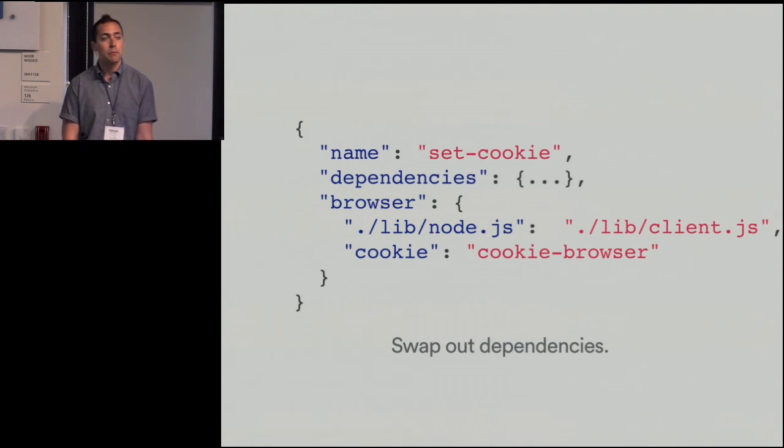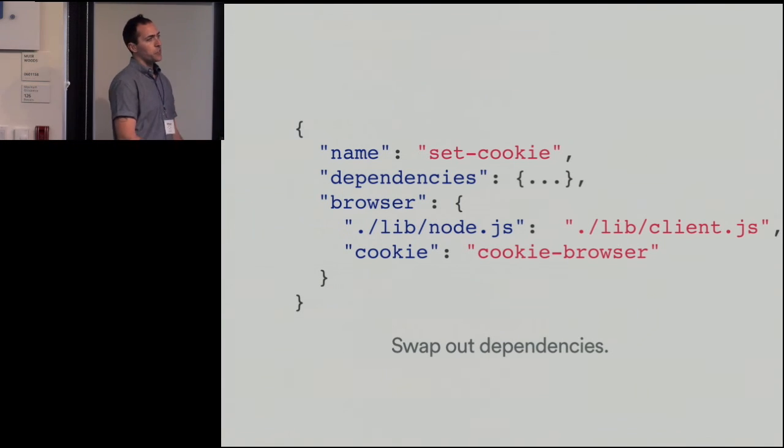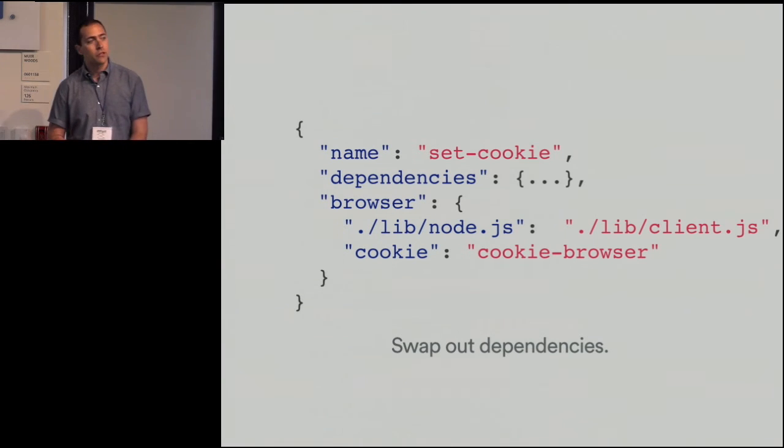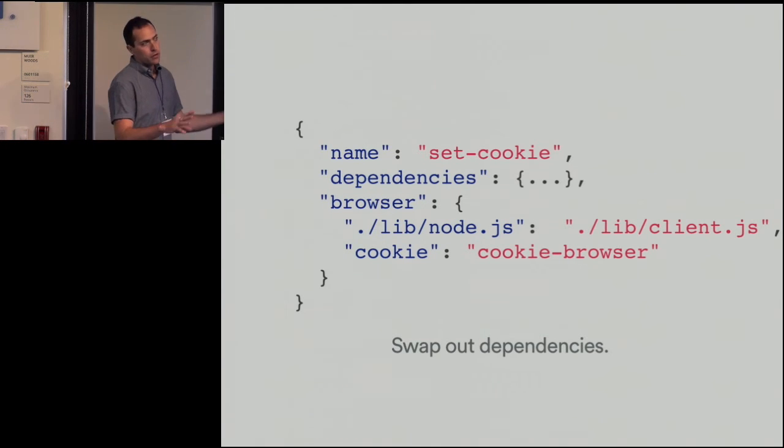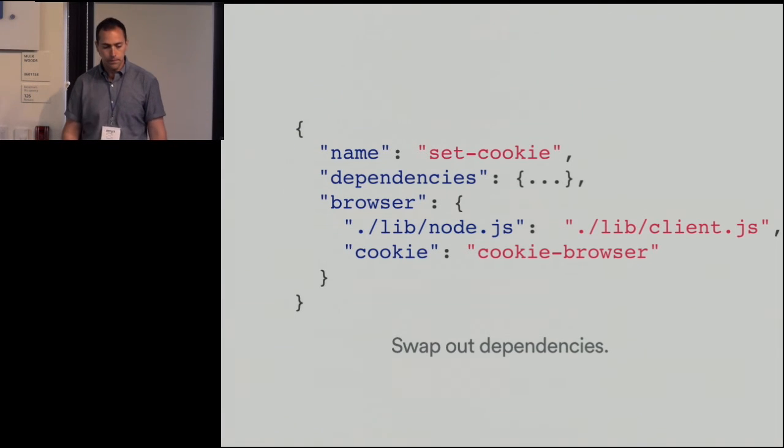And you can even swap out dependencies. So let's say that for some reason, this isn't actually the case, but if the cookie module had a quirk that didn't work properly in the browser for some reason, but there was another package on NPM called Cookie Browser, then you could swap that out as well. And so this is a really fundamental building block that lets you compose different modules together and build an isomorphic app.